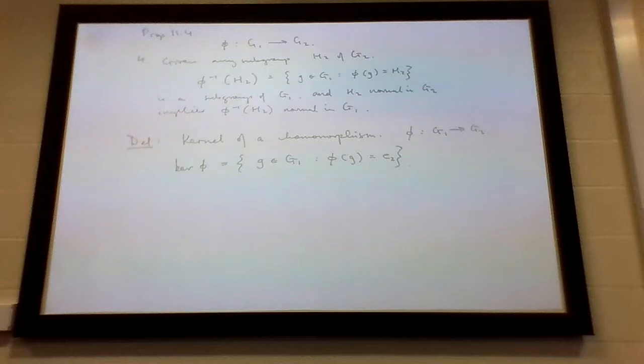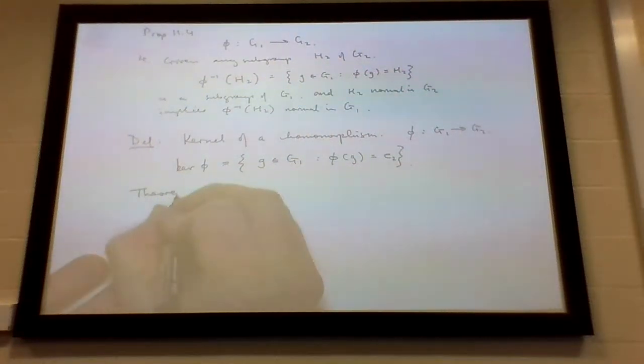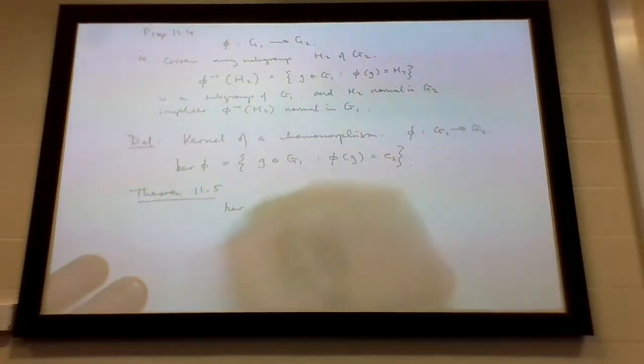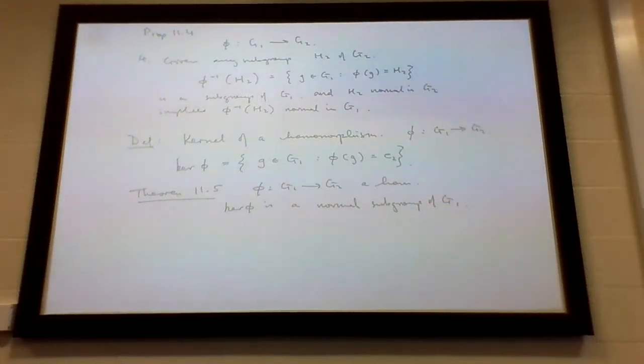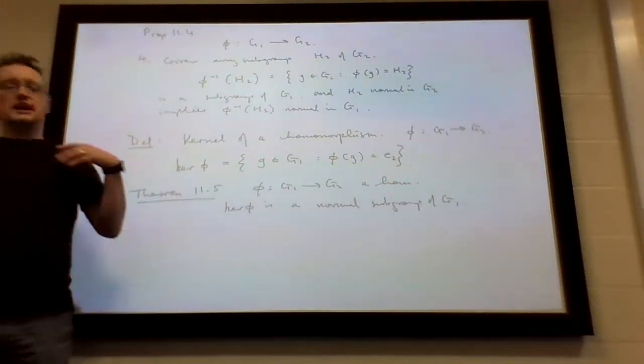Theorem 11.5 says the kernel is a subgroup, and in fact a normal subgroup. Given any homomorphism phi from G1 to G2, the kernel of phi is a normal subgroup. When you first see this, you think, well, we should prove it contains the identity, prove it's closed under the group operation, prove it contains all the inverses. That proves it's a subgroup.